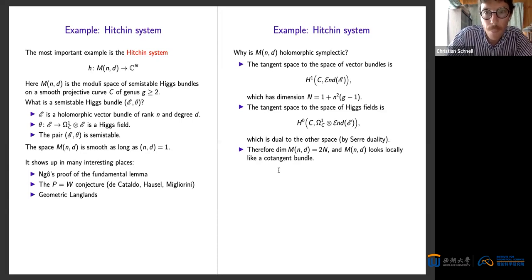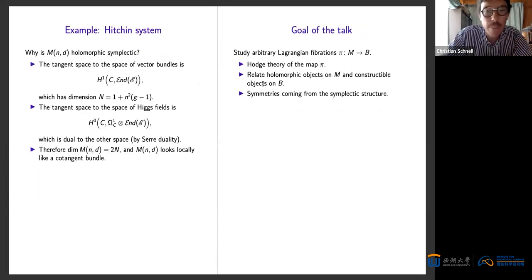So what's the goal of the talk? As I said, I want to study arbitrary Lagrangian fibrations. I'll be interested in particular in the Hodge theory of this map, the Hodge theory of the fibers. I want to relate holomorphic objects on M and certain constructible objects on B. And I want to study the symmetries that come from the symplectic structure, from having the Kähler form and the symplectic form, and how they interact.